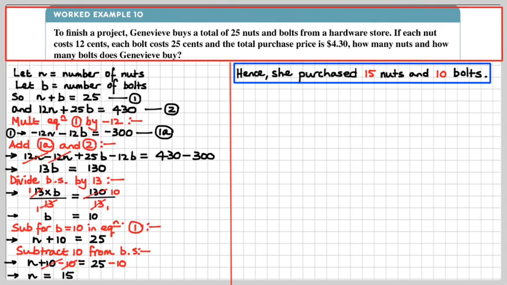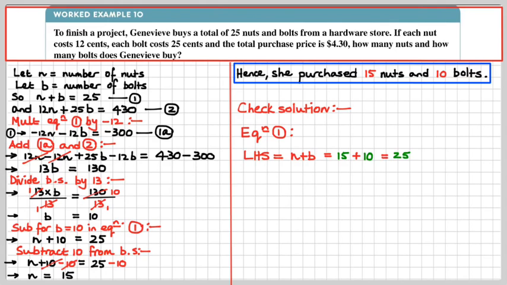Hello, Mr. Box again. Doing a great job there. Now, last step, check your answer. So put them back into the equation. Check the solution. Equation 1. Left-hand side is n plus b, which does come to 25, so we're feeling terrific. Equals the right-hand side, so that's good. Now what about equation 2?